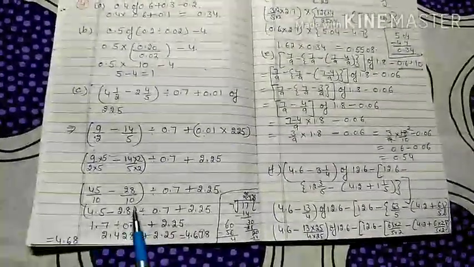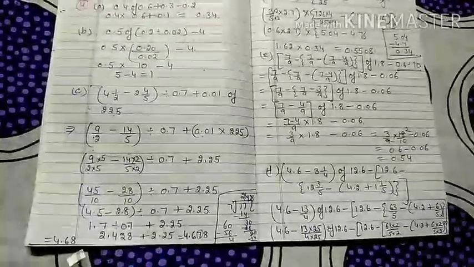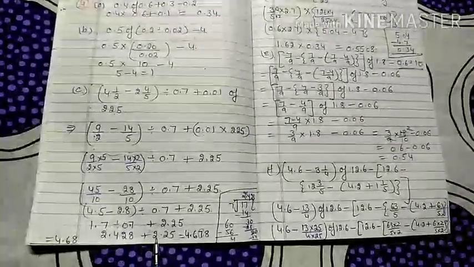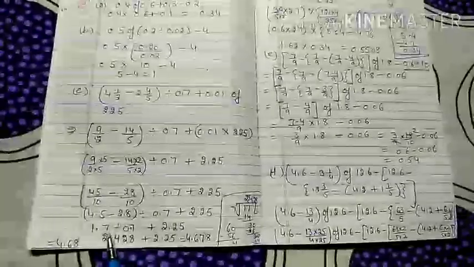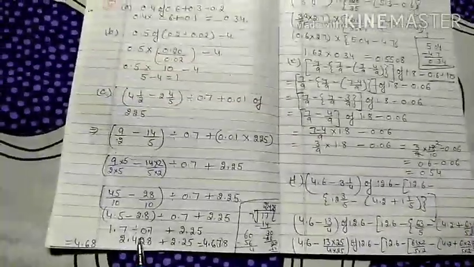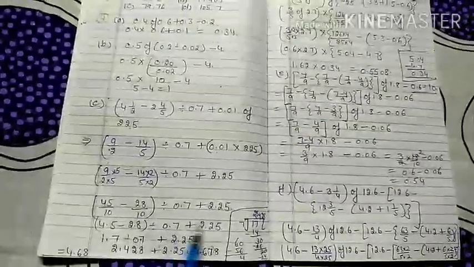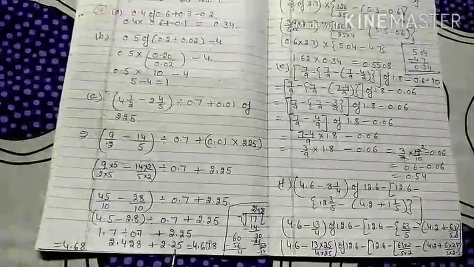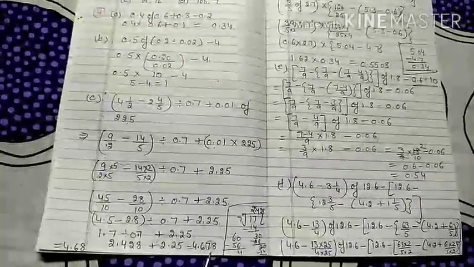Now first this bracket will be solved, it gives me 1.7. Now division, 1.7 divided by 0.7 plus 2.25. When you divide 17 by 7, because if there are like terms in both parts of the division, you can ignore the decimal point, because there should not be a decimal in the divisor. Then 17 divided by 7 gives me 2.428, and added to 2.25 gives me 4.67. When rounded off to 2 decimal places, it gives me 4.68.